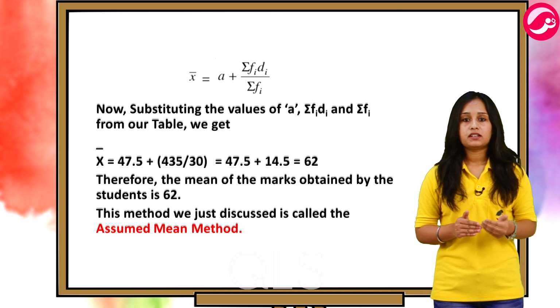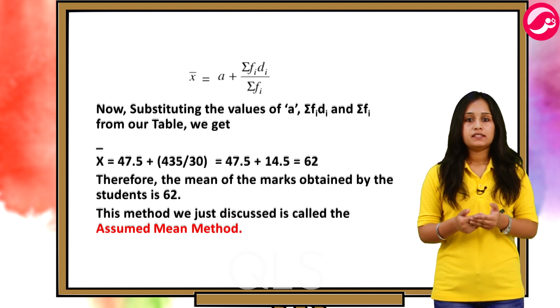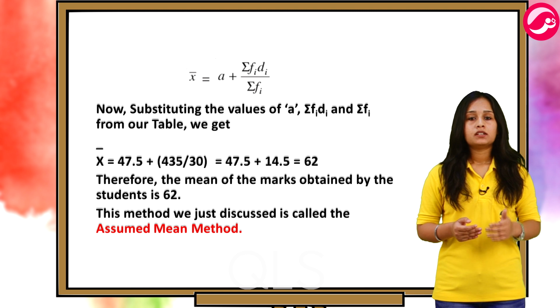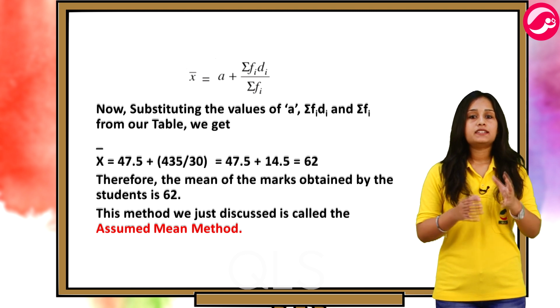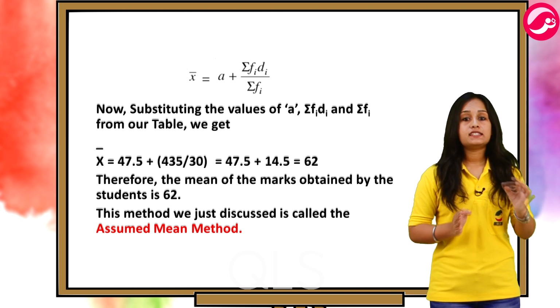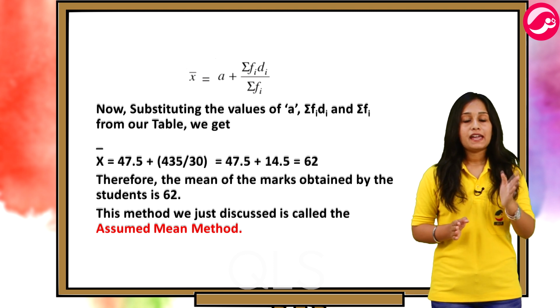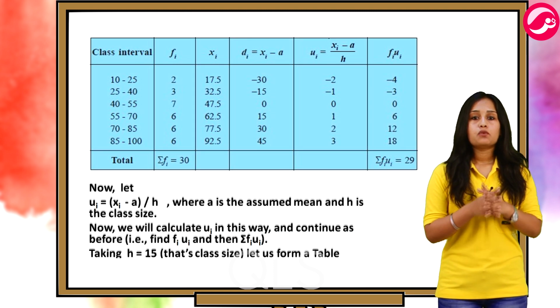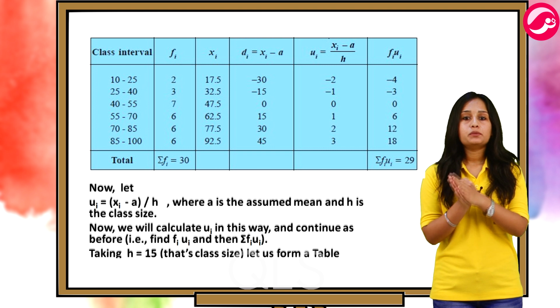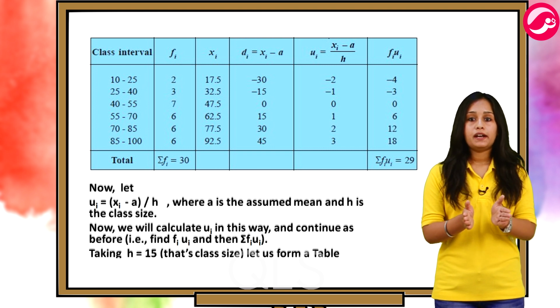This method we just discussed is called the assumed mean method, since we assumed the mean A here. Now I want you to note that the value of the mean obtained does not depend on the choice of A.